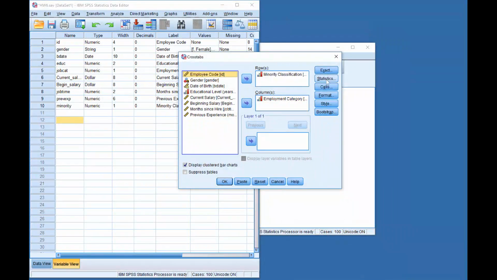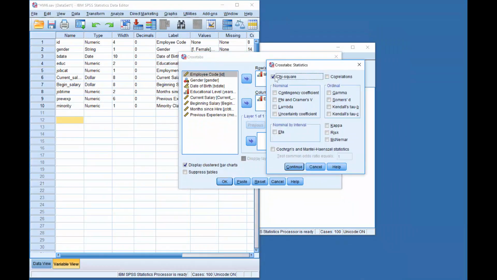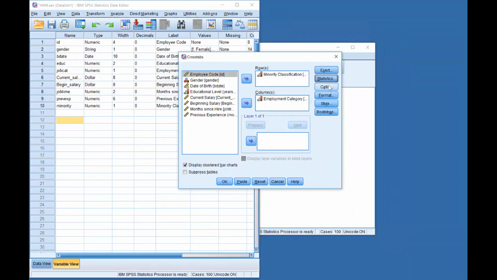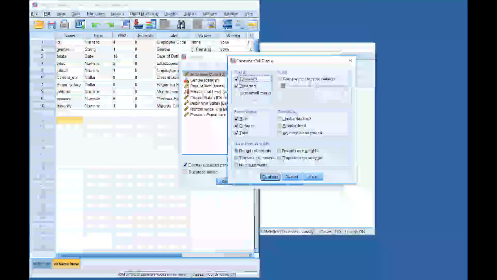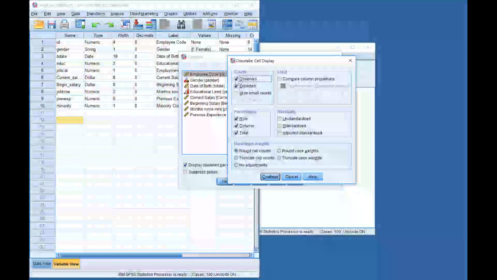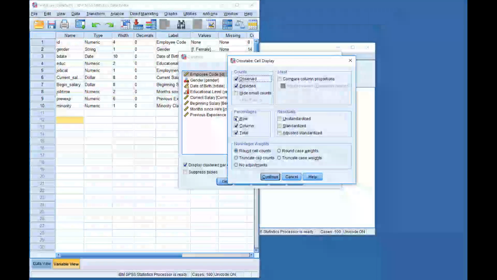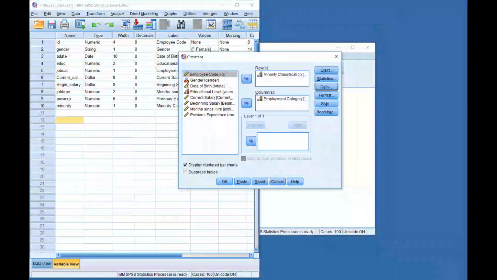We're going to go here to Statistics and select chi-square for our chi-square test. We're going to hit Continue. Then we're going to format our cells. Our cells are going to show observed and expected counts, and row, column, and total percentages. And we are going to click Continue and OK.